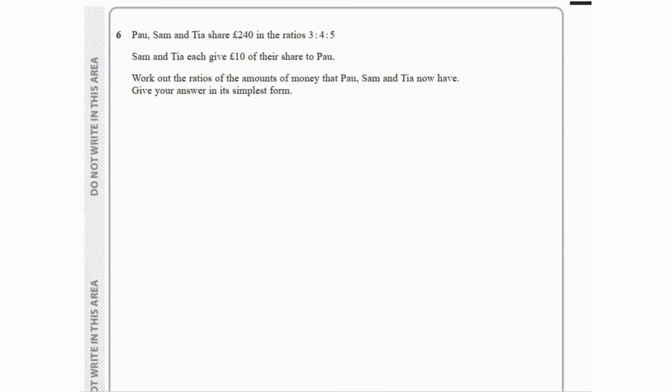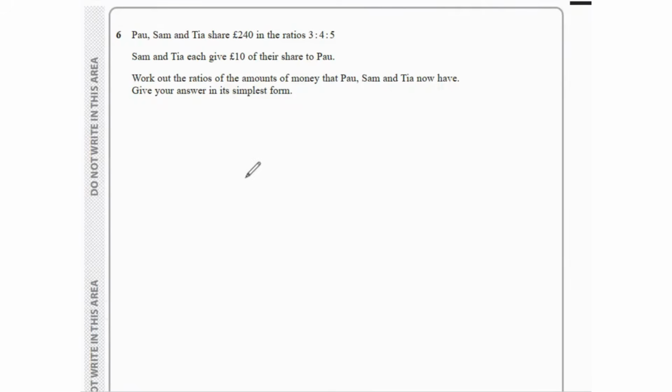Then we have a question on ratios. It says Paul, Sam, and Tia share 240 pounds in the ratio 3:4:5. Sam and Tia each give 10 pounds of their share to Paul. Work out the ratio of the amounts of money that Paul, Sam, and Tia now have. Give your answer in simplest form.